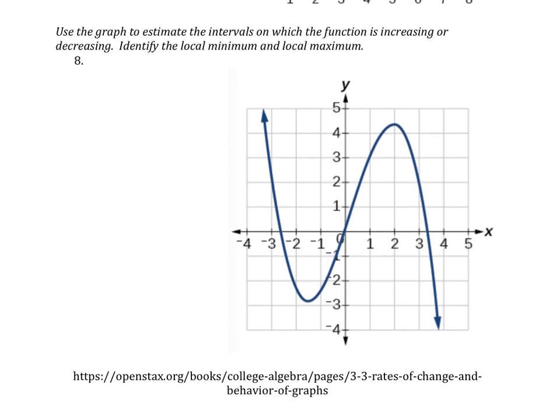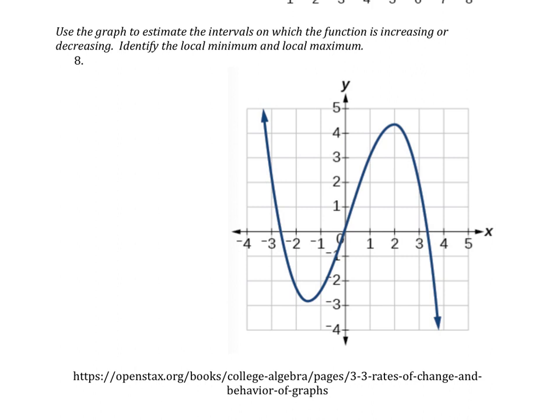All right, so here's another example, number 8. We're going to use the graph to estimate the intervals on which the function is increasing or decreasing, and then identify the local minimum and local maximum. So first, we want to talk about the increasing and decreasing. You read your graph from left to right.